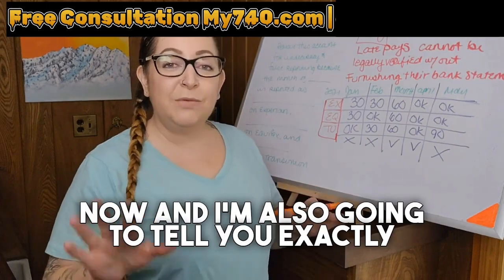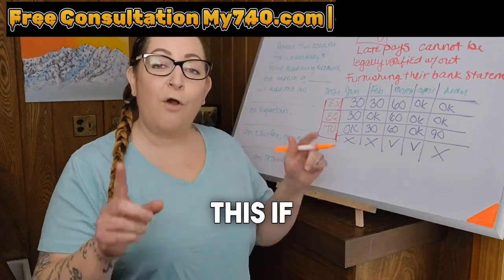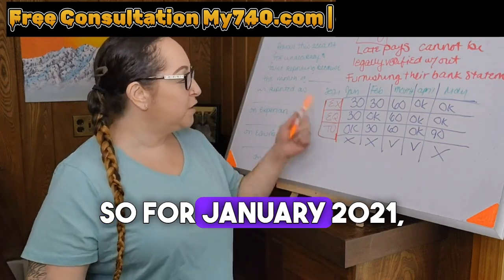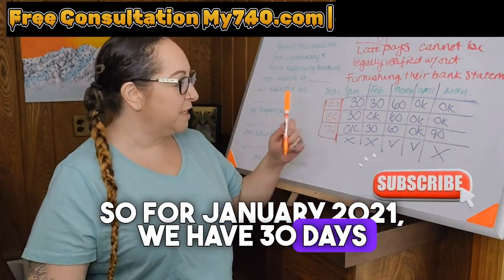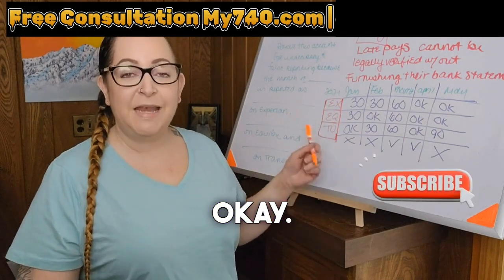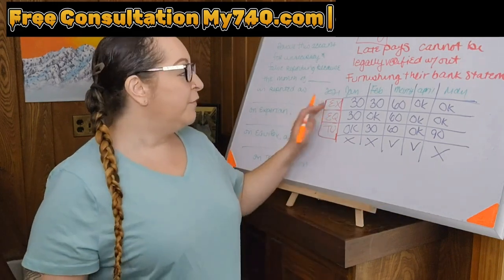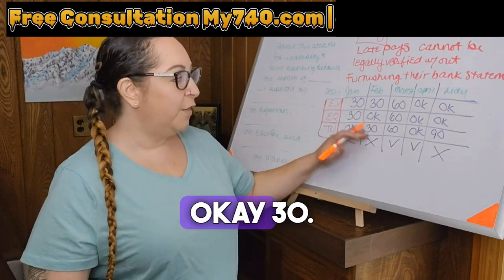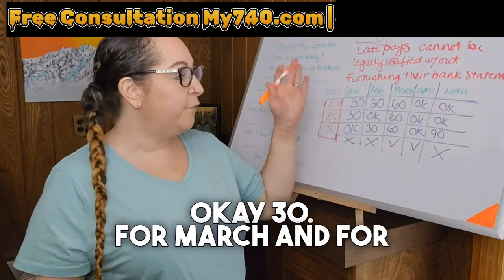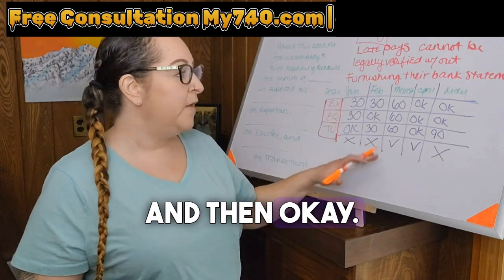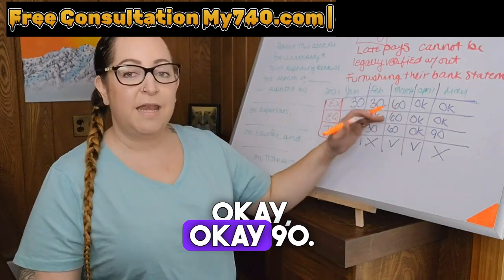And I'm also going to tell you exactly how to dispute this if all of the payment history matches up, okay? So for January 2021, we have 30 days late, okay. And yes, this actually happens. I deal with this all the time, okay? For February, we have 30, okay, 30. For March and for April, it is exactly the same: 60 days late and then okay. And then May, okay, 90.